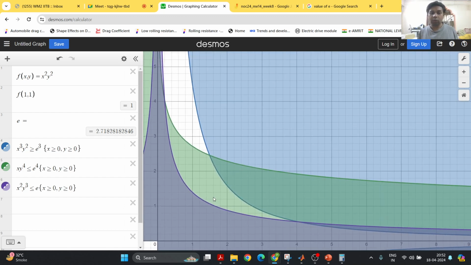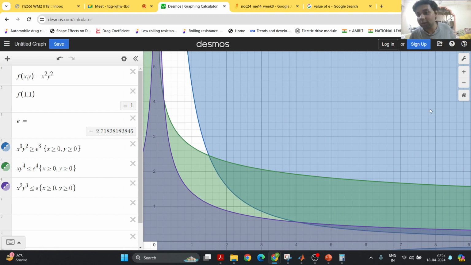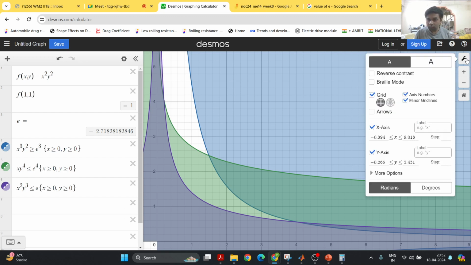For now, we can just zoom into our region of interest. Here also we can just simply set the x-axis and y-axis.